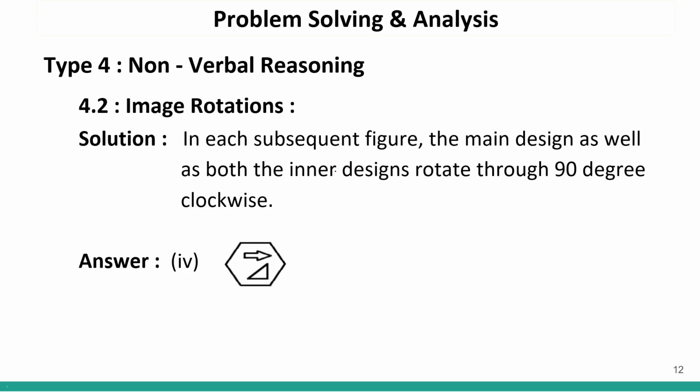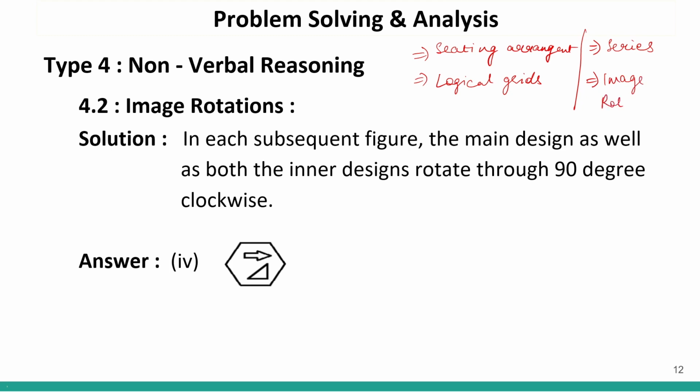So in today's class we discussed 2 types. In the previous class we discussed 2. In today's class we discussed 2. First was seating arrangement. This is your subtype, right? In analytical puzzles. So in analytical puzzles we discussed seating arrangement and logical grids. Correct? And then was non-verbal reasoning. In non-verbal reasoning again we discussed 2. That is your series completion and your image rotation. So these were all the types of questions that can come in problem solving and analysis in your exam.